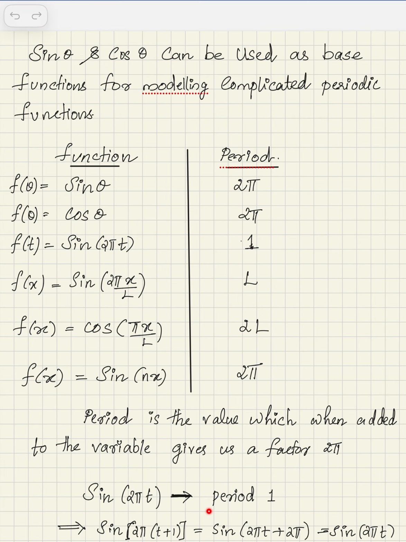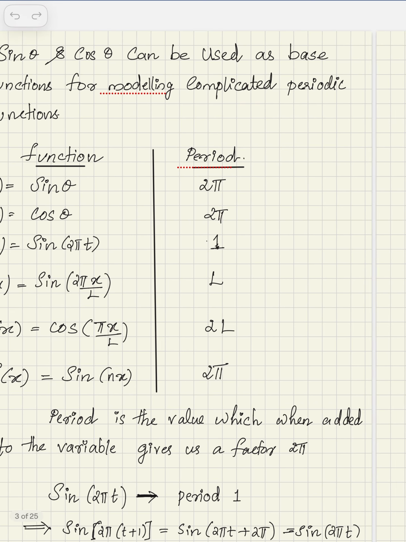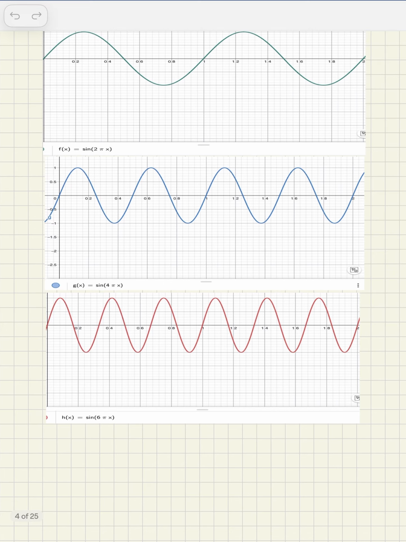Okay, so this is what I mentioned earlier. Sin 2 pi t is a function having period 1. Now consider two of the simplest sine functions. This green one is with period 1. After 1, the function repeats itself. Then consider another function with period half, or frequency 2, that is sin 4 pi x. Up to 1 you will have 2 waves. Here, up to 1, you have only 1 wave.